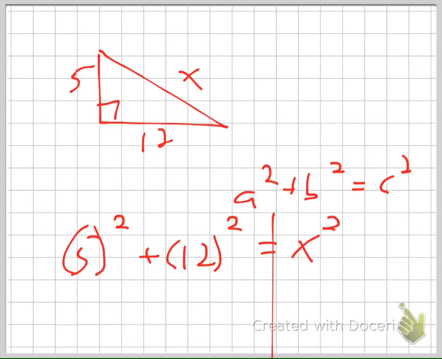Okay. What is 5 squared? Plus 12 squared? Plus 144 equals x squared. 25 plus 144 is 169 equals x squared. Now listen, is x happy? No. Why not? He's being squared. Listen, this is an important concept. We learned this a little bit yesterday.